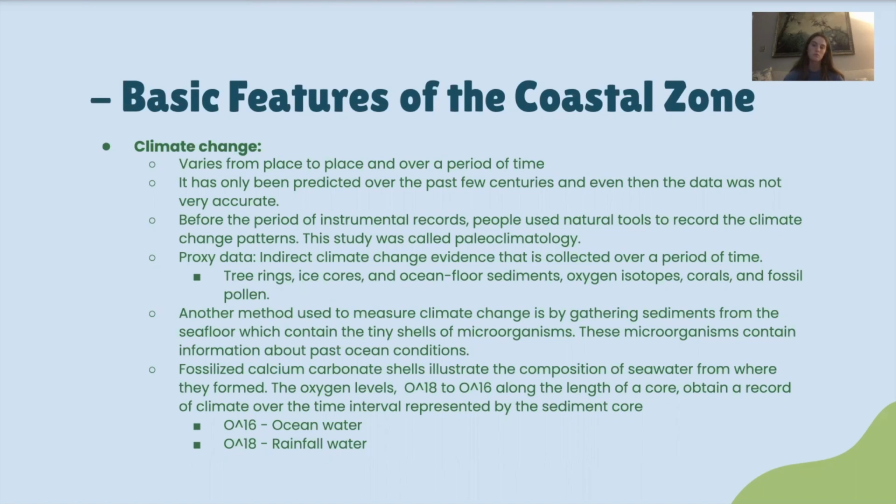These microorganisms contain information about past ocean conditions. And then fossilized calcium carbonate shells illustrate the composition of seawater from when they formed. The oxygen levels, O18 and O16, along the length of a core, obtain a record of climate over the time interval represented by one segment core.